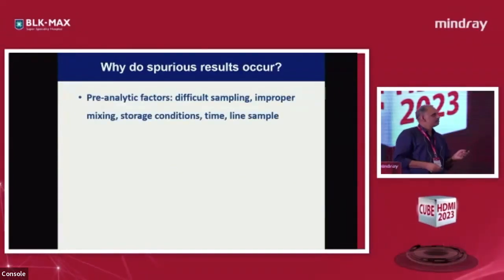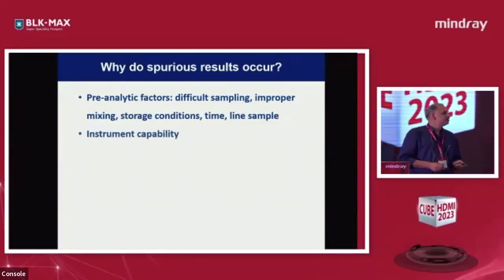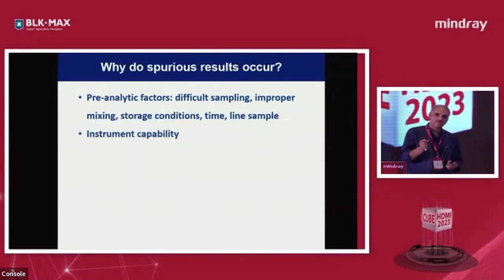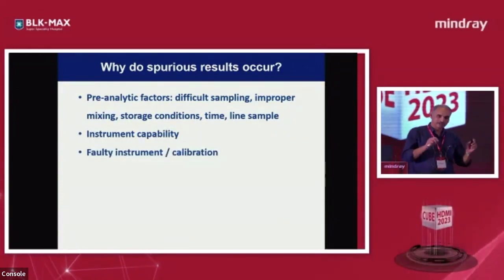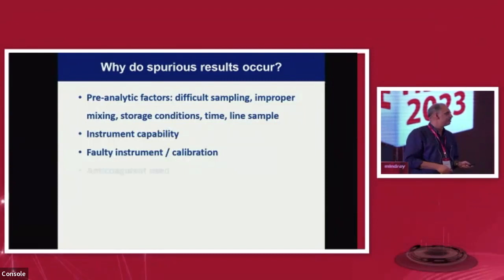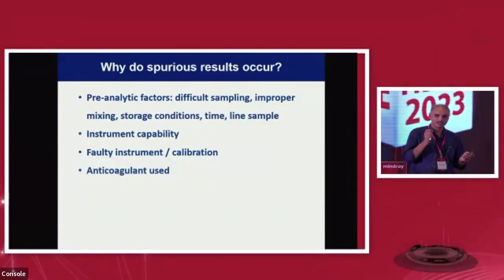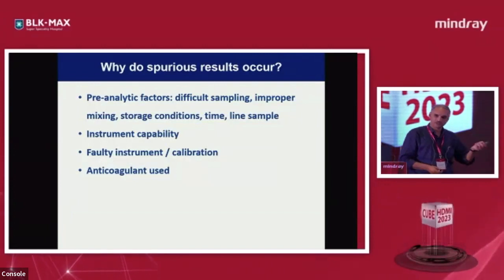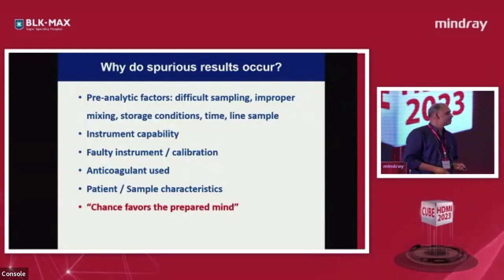So why do they occur? Lots of factors in our sample, storage time, etc. Instrument capabilities. Some instruments will flag something, some may not. Faulty instrument calibration, that thankfully is reducing over a period of time now. The anticoagulant use, EDTA is our favorite for causing trouble as well, although we use it the most commonly. And patient or sample characteristics.